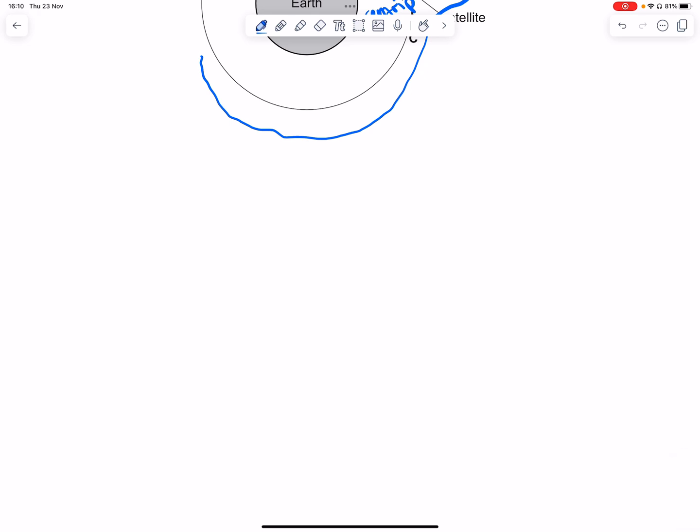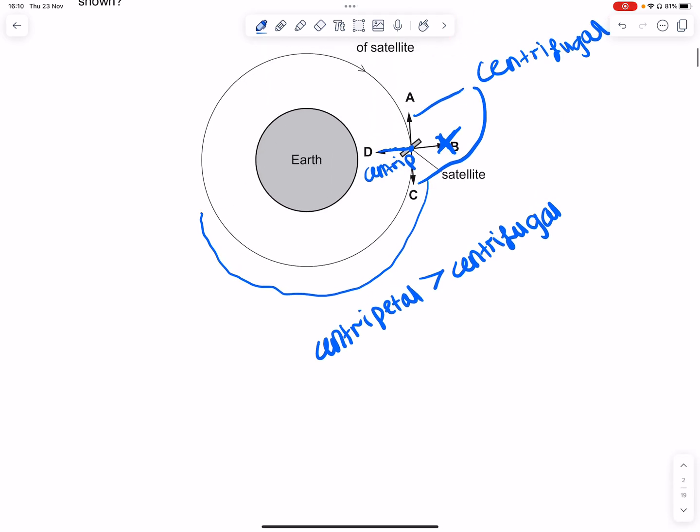We have also studied that the centripetal forces are greater than the centrifugal forces acting on an object that is traveling in a circular path. So essentially, in this question, we know that A and C are the centrifugal forces and D is the centripetal force. Because the centripetal force is greater than the centrifugal force, the resultant force must also act in the direction of the centripetal force. Therefore, we have to choose option D.